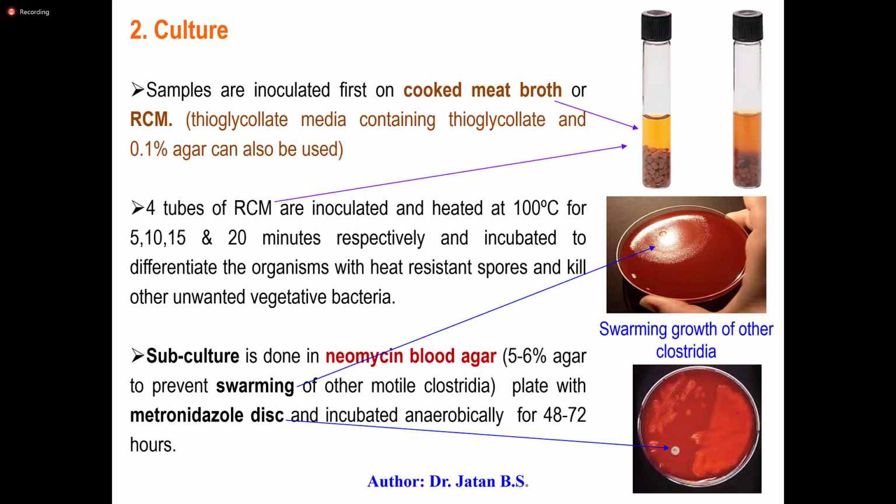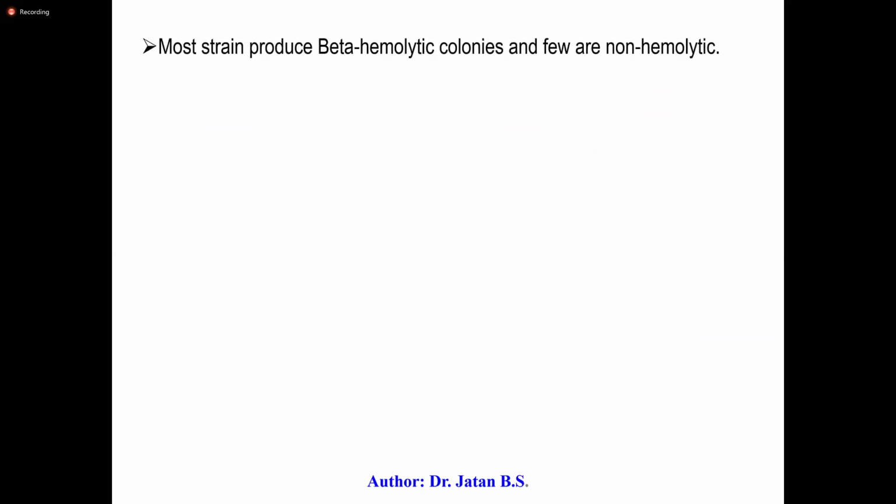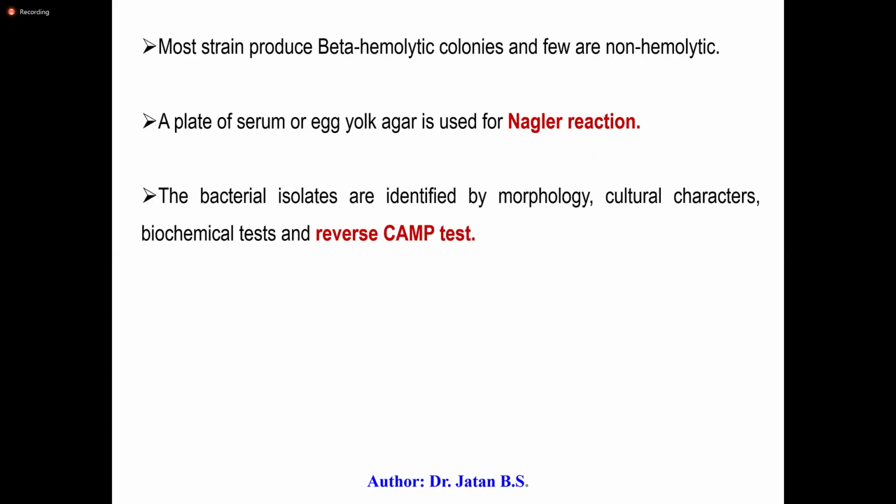Yes, sir. Okay. Now most strains produce beta hemolytic colonies and few are non-hemolytic. The plate of serum egg yolk agar. Last time I talked about Nagler reaction, so I'm not going to repeat this again. So you can do Nagler reaction for the demonstration of Clostridium perfringens toxin. The bacterial isolates are also identified by colony morphology, cultural characters, biochemical tests, and even reverse CAMP test. I told you last time this reverse CAMP test, Christie, Atkins, Munch-Petersen test, is done for the detection of alpha toxin, right?